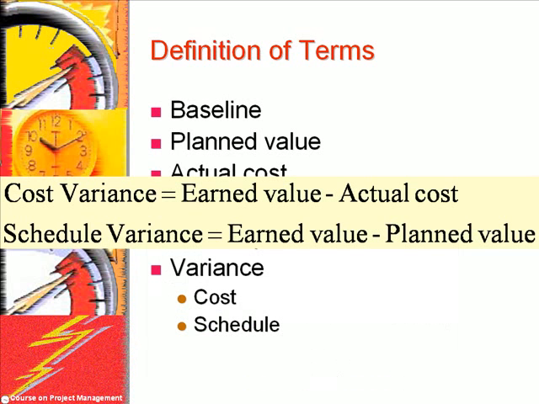Cost variance is the earned value minus the actual cost. If cost variance is negative, it means that it costs more to do the work than it was planned. Scheduled variance is earned value minus the planned value. A negative scheduled variance means that it took longer than planned to perform the task.